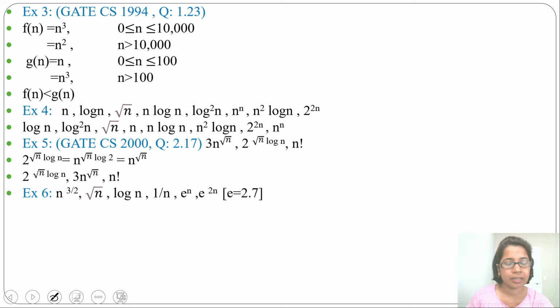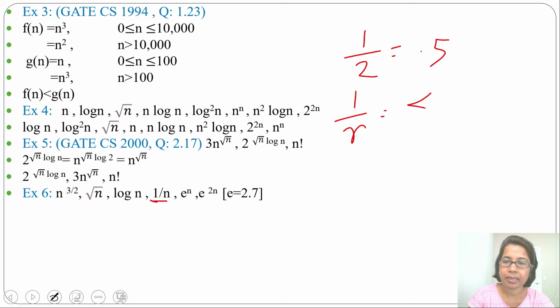Example 6. Some functions are given and we need to write them in increasing order. Here you can see one function, 1 by n, is given. 1 by 2 value is 0.5. 1 by n will be less than or equal to 1. If n is 1, then it will be 1. If n is 2, it will be 0.5. If n is 3, it will be 0.3, like this. So this value is surely less than or equal to 1.